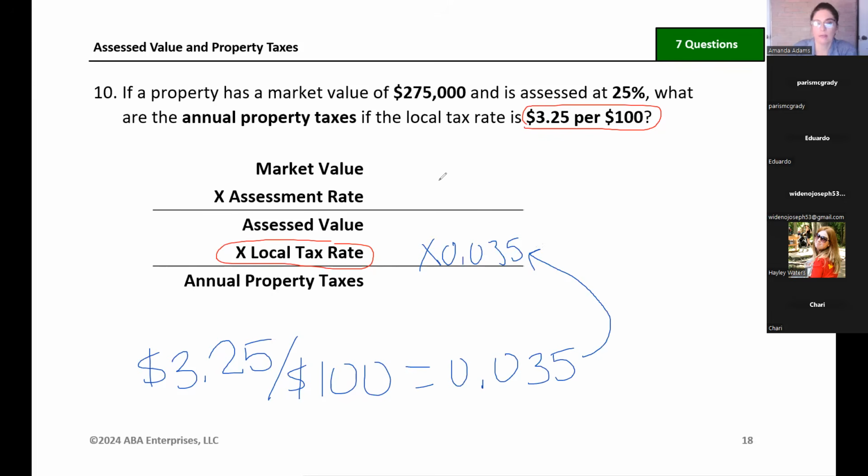So market value times the assessment rate gives us assessed value, times 0.035. And that will give us the annual property taxes.